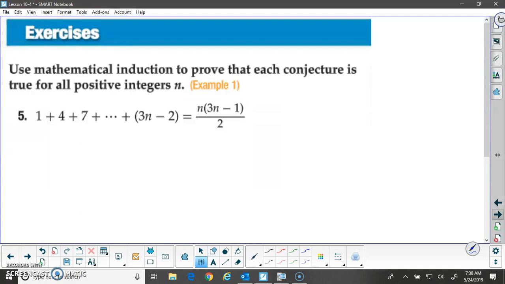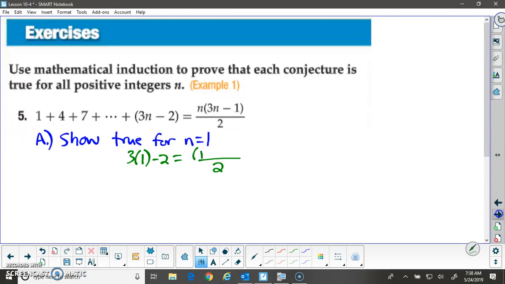Next example, same kind of problem. So, step A is to show true for n equals 1. So we can do this by putting 1 in for n. So 3 times 1 minus 2 should equal 1 times 3 times 1 minus 1. Well, the left-hand side gives us 3 minus 2, which is 1. The right-hand side gives us 3 minus 1, which is 2, over 2, which is also equal to 1.